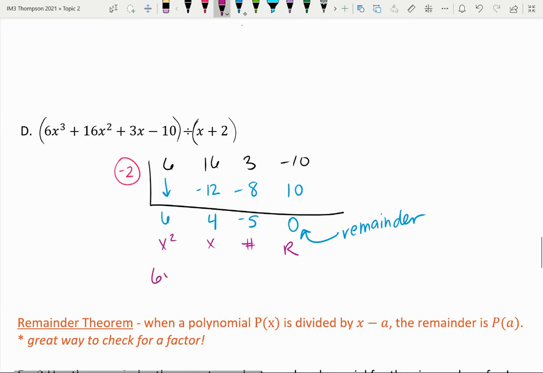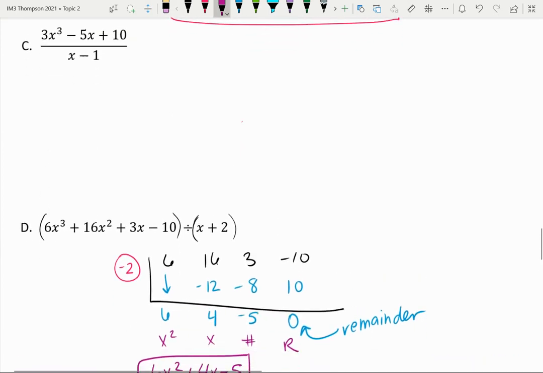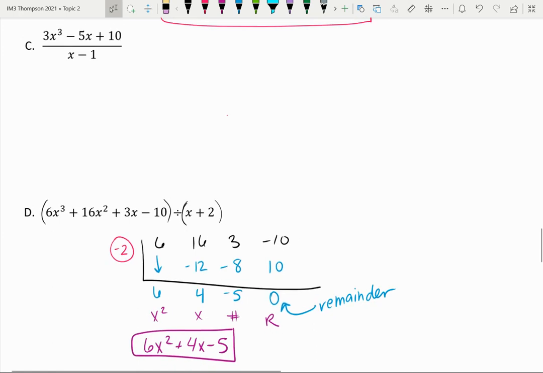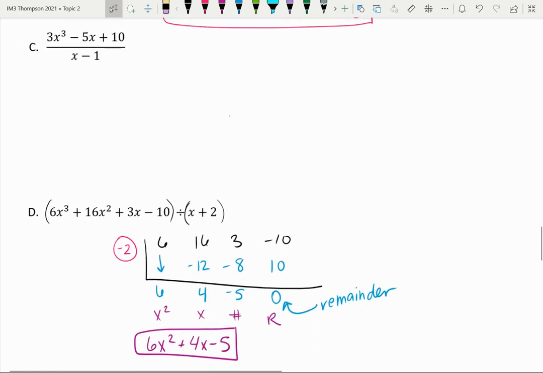Okay, so if you wrote it down properly, you'd get 6x squared plus 4x minus 5, and that would be it. No remainder available. Feel pretty good? Easier than long division? Yes. Only works for some cases, though. All right, I'm going to give you problem C to do on your own. So from start to finish, give it a shot.